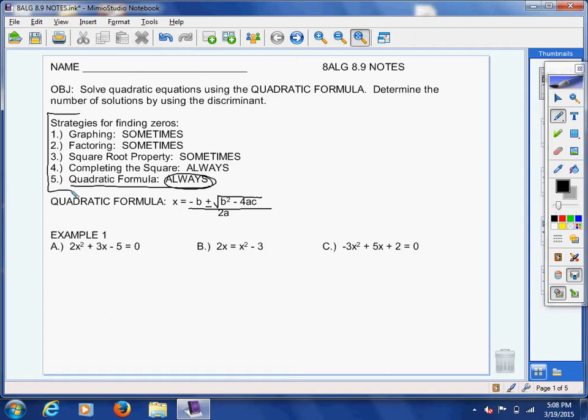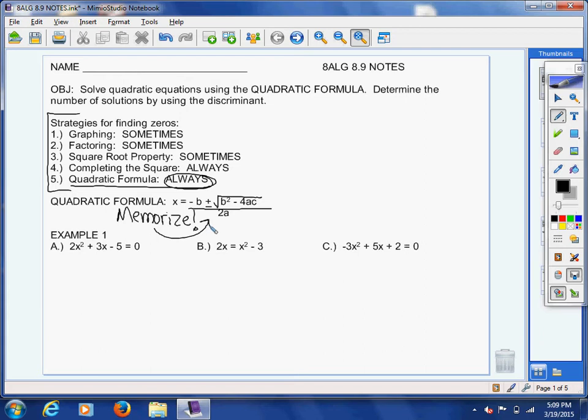Quadratic formula is my personal favorite. And I want to give you a couple tricks of the trade. Quadratic formula, this must be memorized, okay? You must memorize this formula, okay? So this is how I say it. I want you to say it out loud to yourself after I do it, okay? Let me demonstrate. Negative b plus or minus the square root of b squared minus 4ac divided by 2a.